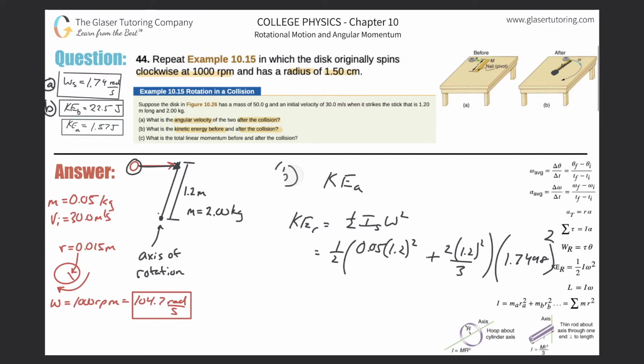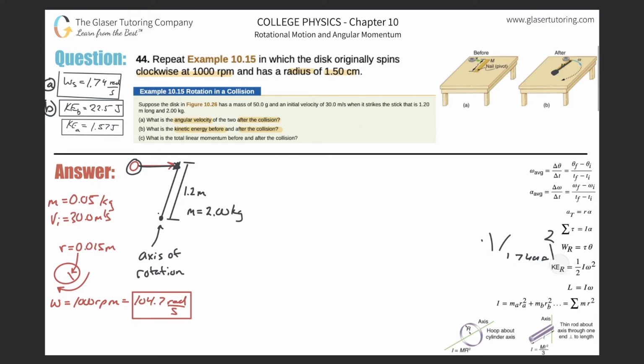And now finally part C. So let's see what we can do here. Change the color, I'm getting a little tired of the same color. So let's do part C. What does it say? What is the total linear momentum before and after the collision? All right, so we're dealing with linear momentum.